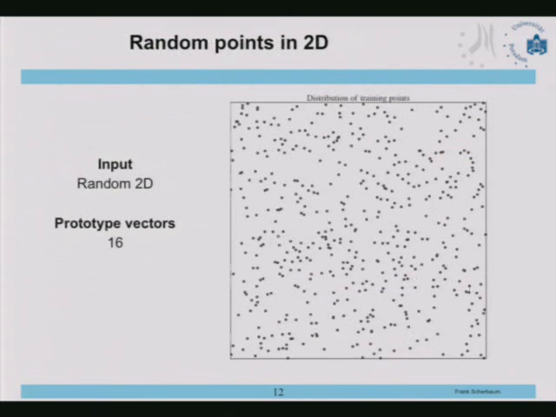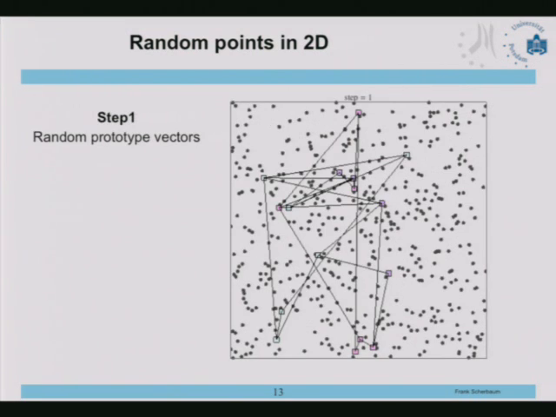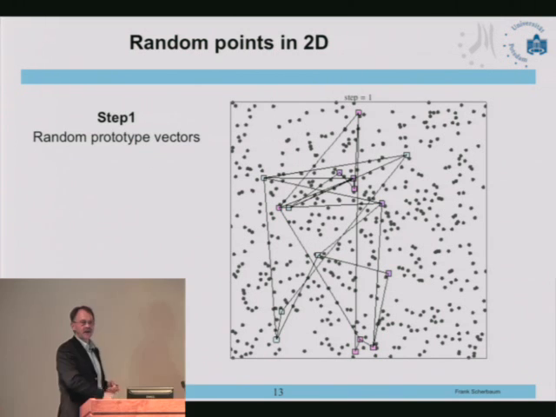And the easiest way to see how this is done is just by watching them learn. So here we are having a set of data points, which are around 1,000, I think. And we want to learn the structure of this distribution, which is uniform. We want to learn this with 16 prototype vectors. So the way this is done is one takes these 16 prototype vectors and their connections, shown here by these lines, and places them randomly into the data space.